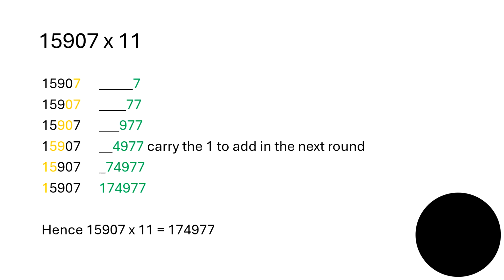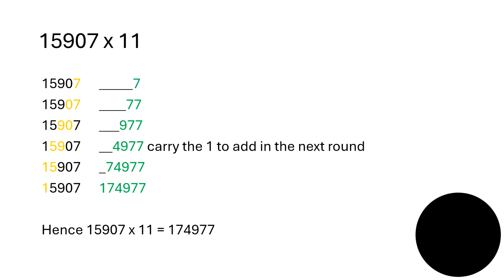Our next example, 15,907 times 11. So start at the right, 7, write it down. Then our next round becomes our first focal pair, which is a 0 and a 7. Add those 2 together, and it's a 7. So far it's 77. Move the focal pair over one more to the left. So it's a 9 and a 0. Add those 2 together, it's a 9. So far our answer is 977.